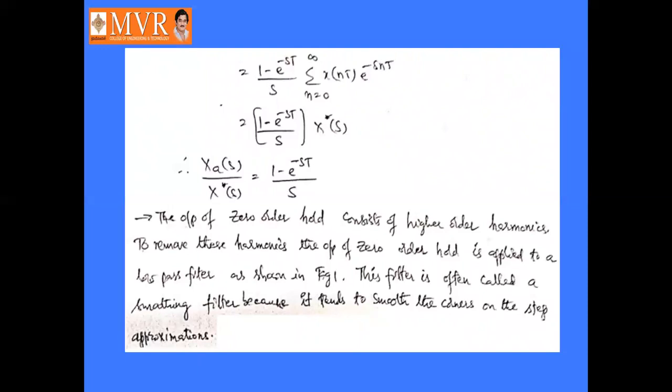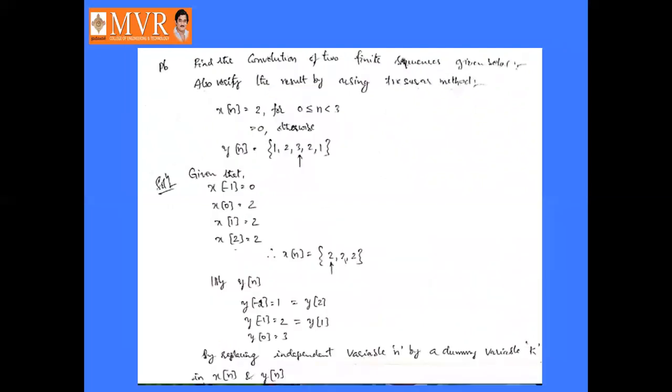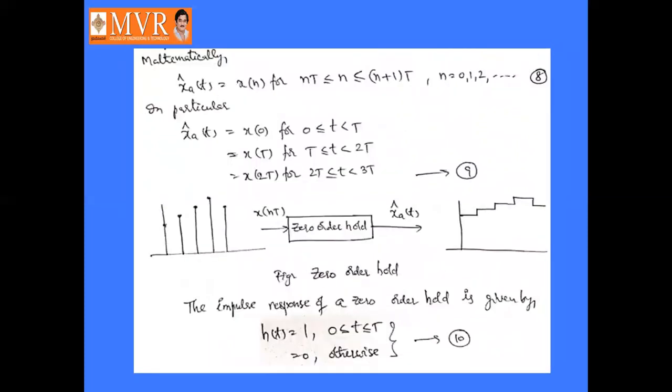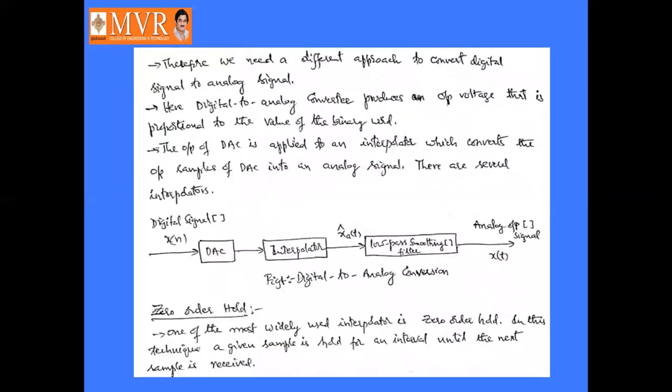The output of the zero order hold consists of higher order harmonics. To remove these harmonics, the output of the zero order hold is applied to a low pass filter, as shown in figure 1. The filter is a low pass filter. So this is figure 1.